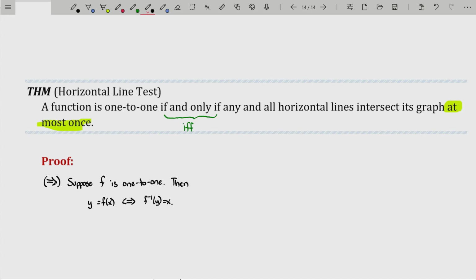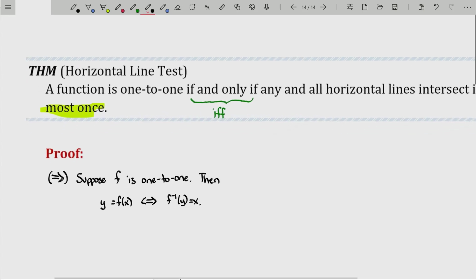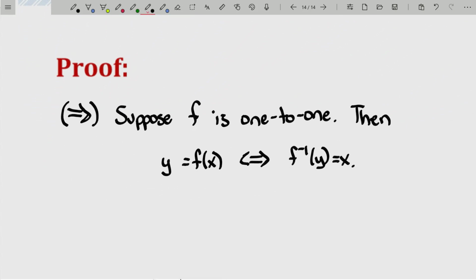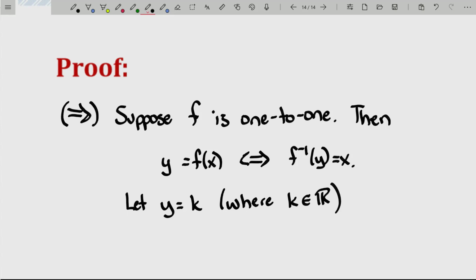So we definitely want to create a horizontal line. And the equation of a horizontal line is y equals some number, right? Some constant. So we're going to go ahead and say, well, let y equal k, where k is just some constant, an element of the real numbers. There are two notations here that you should be familiar with. This, what looks like an E, means is an element of.